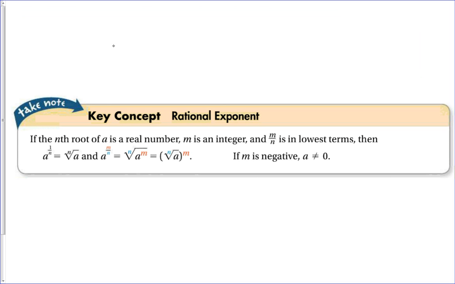This is what I just went over. It says if the nth root of a is a real number, m is an integer, and m over n is in lowest terms, then a to the 1 over n simply equals the nth root of a, and a raised to the m over n is simply the nth root of a raised to the m, which of course also equals the nth root of a, that quantity, raised to the m. And of course, if m is negative, a cannot equal 0. So make sure you write that down, make sure you remember that.